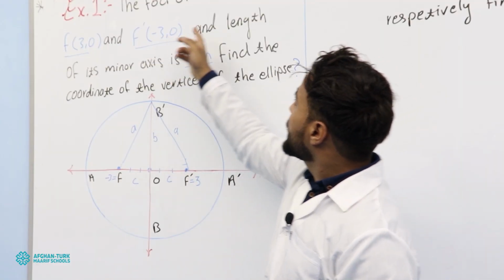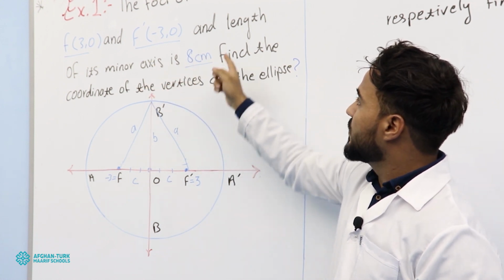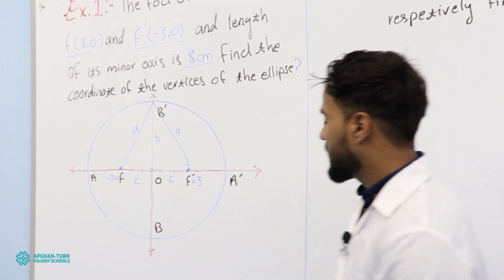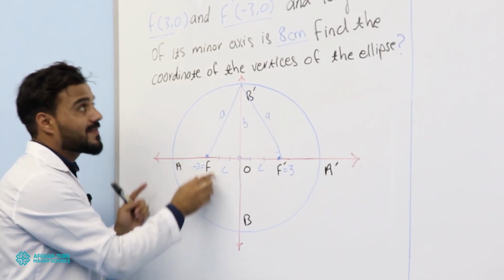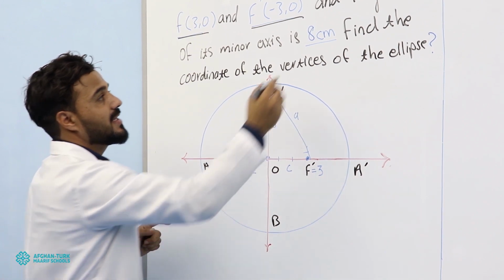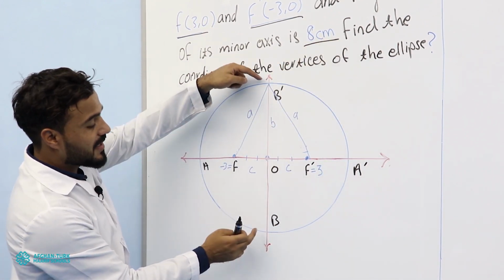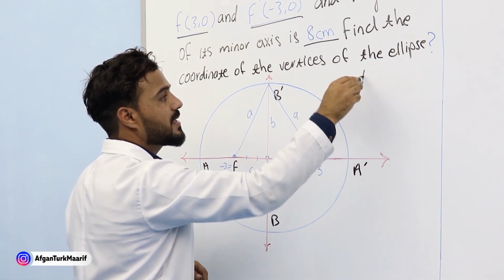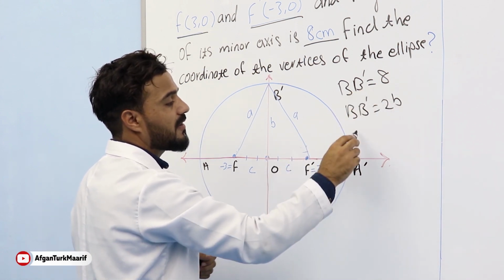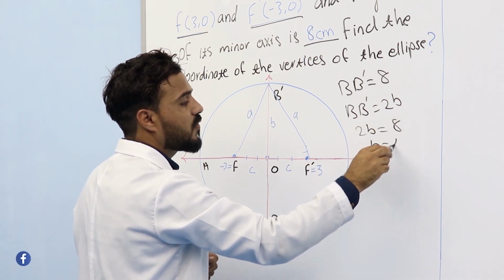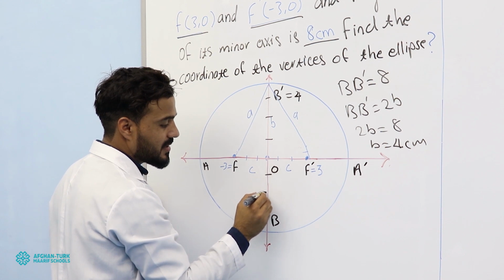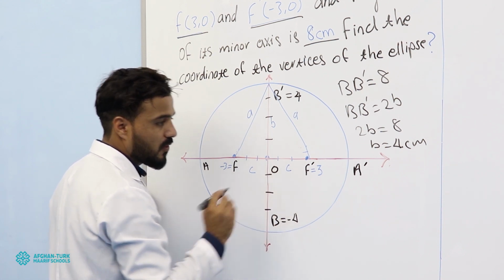First example. The foci of an ellipse are (3, 0) and (-3, 0), and the length of its minor axis is 8 cm. Find the coordinates of the vertices of this ellipse. Dear students, in here we have an ellipse and the foci of this ellipse are (-3, 0) and (3, 0), which is given in the question. And also the question says that the minor axis is equal to 8 cm. In here the minor axis is BB', so BB' is equal to 8. And also we have studied that BB' is equal to 2B. From here we can write that 2B is equal to 8 and B is equal to 4 cm. So it means that this distance is 4 cm. B is equal to 4 and this distance is always 4, so B' is equal to minus 4.